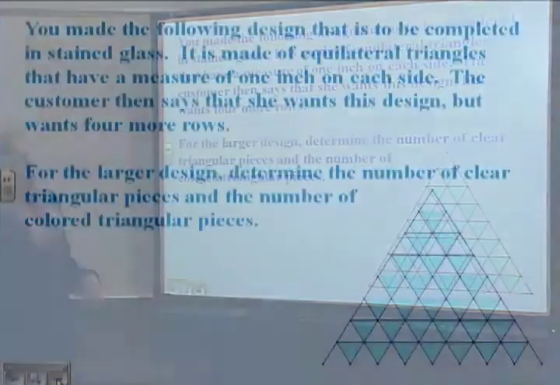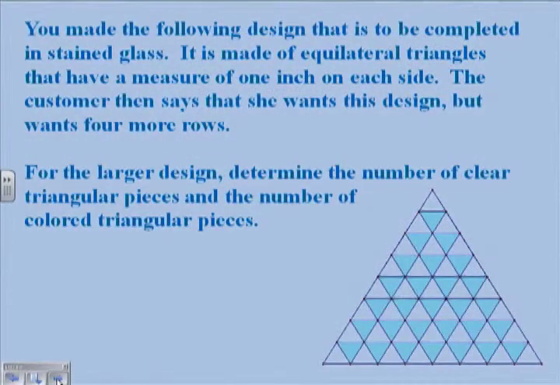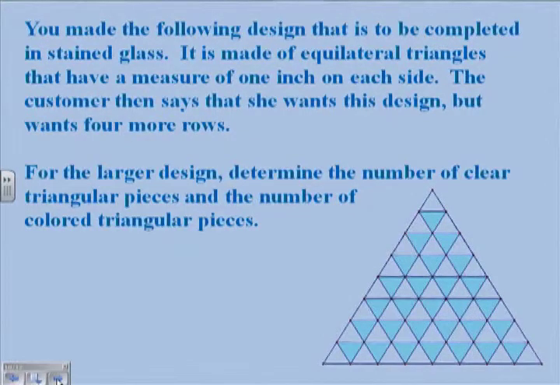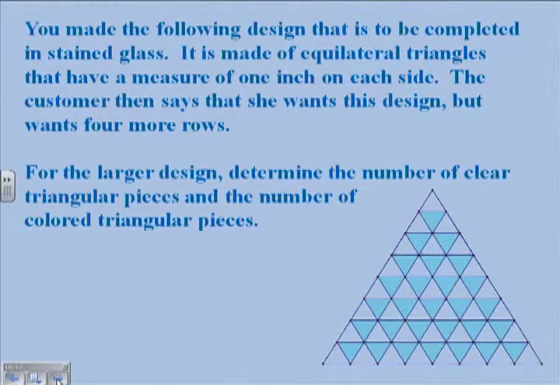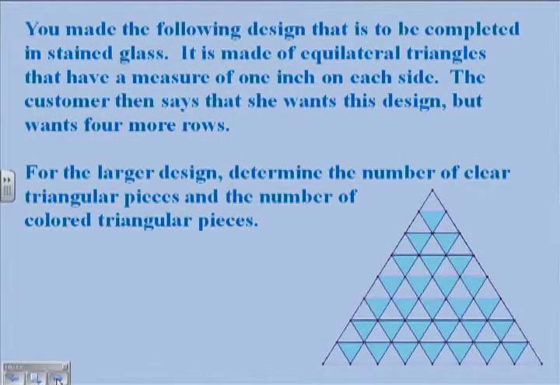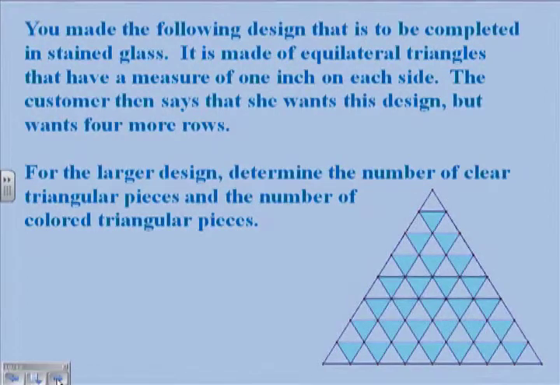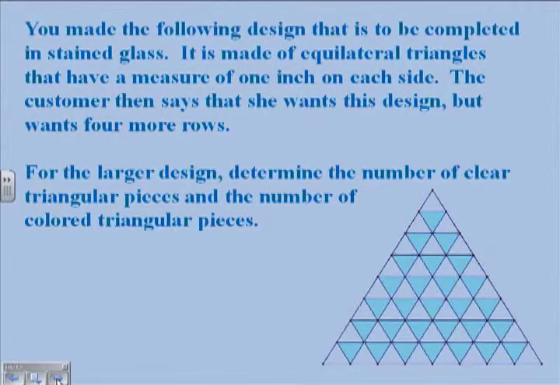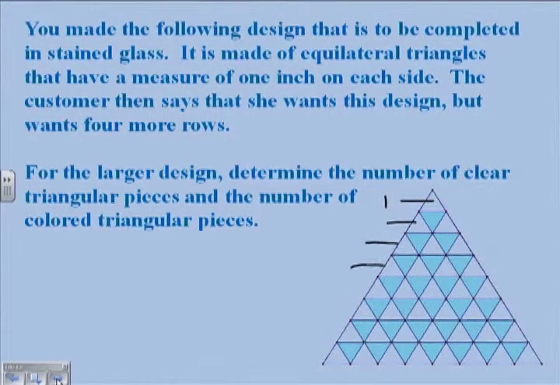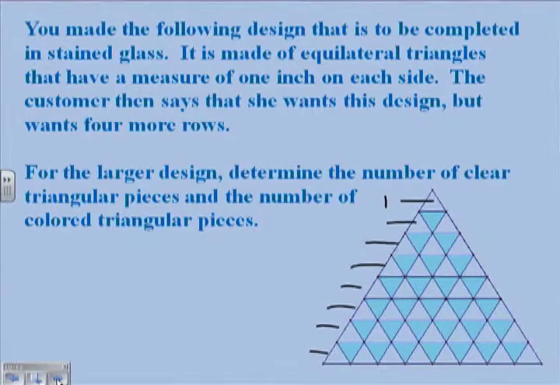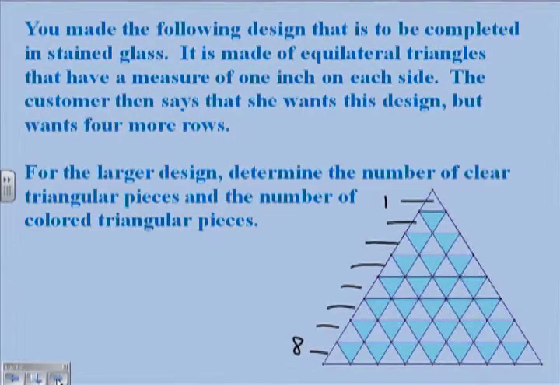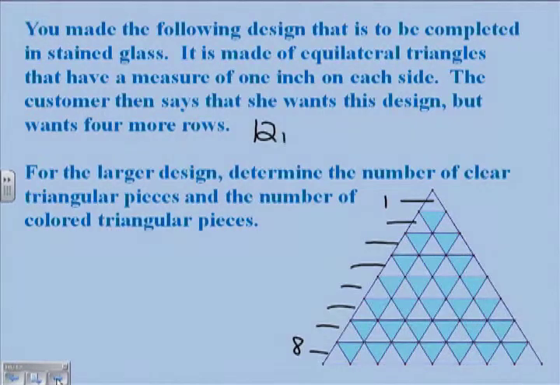Now I've got this stained glass setup, and we want to look for some more patterns. The customer you're working this for says she likes this design, but she wants 4 more rows on the bottom. As far as rows, I see 1, 2, 3, 4, 5, 6, 7. We have 8 rows right now, okay? Which means we're going to be going down to 12 rows in total.